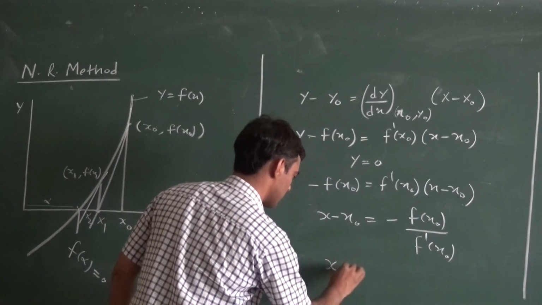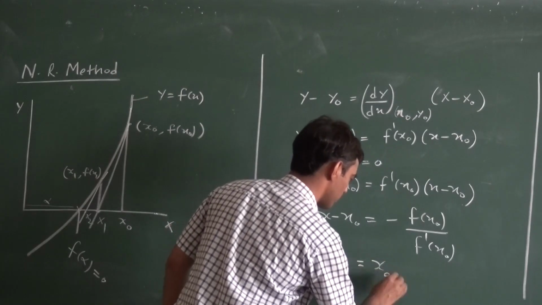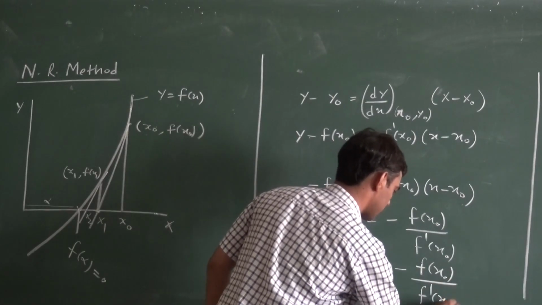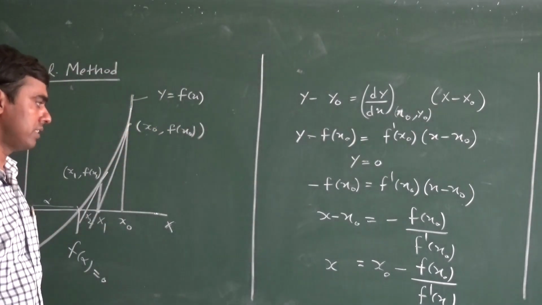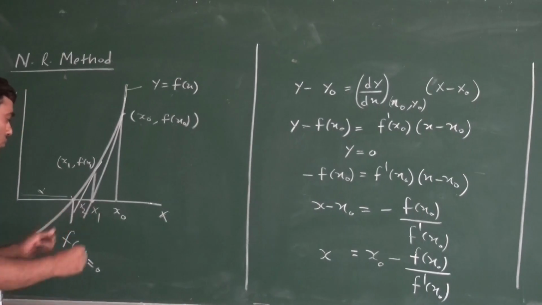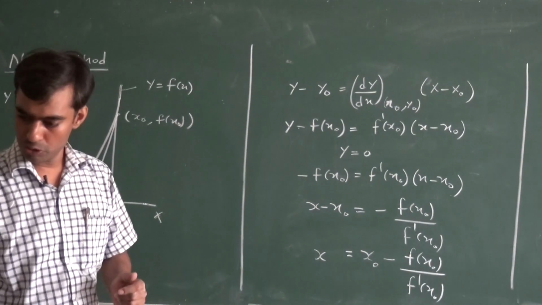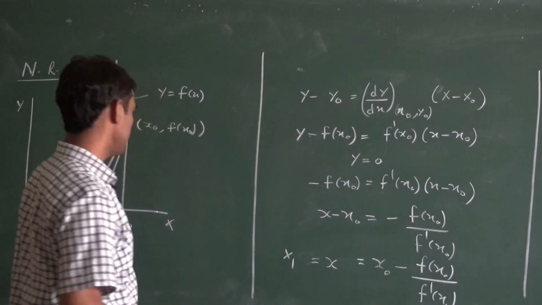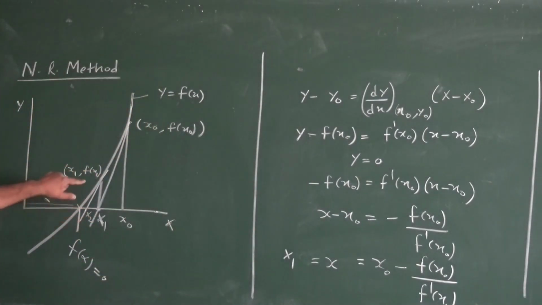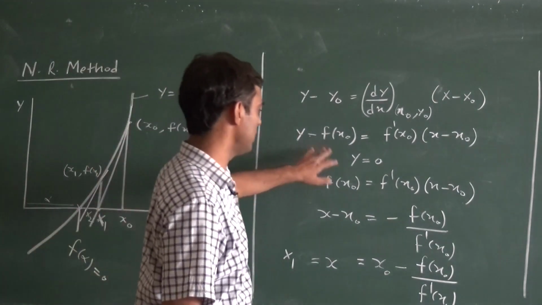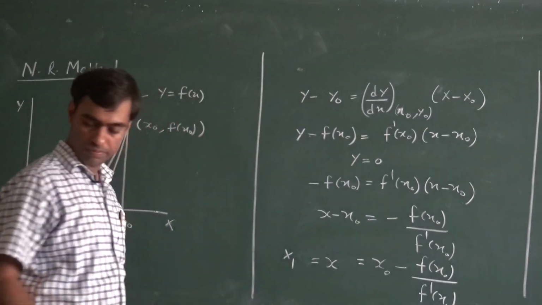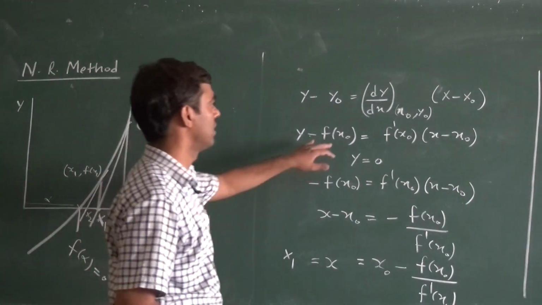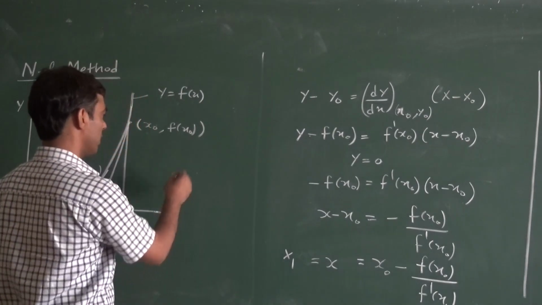If we simplify more, then x equals x0 minus f of x0 divided by f dash x0. At this point of intersection, this value of x we denote by x1. Now, in a similar manner, if we find the equation of the tangent at x1, f of x1, what is the change in this equation? In place of x0 we write x1, and in place of f of x0 we write f of x1. Then, what does x2 become?